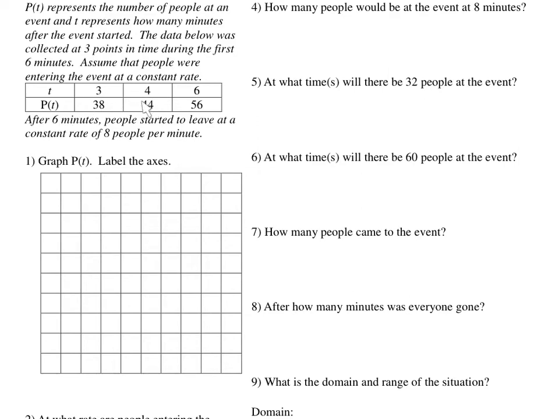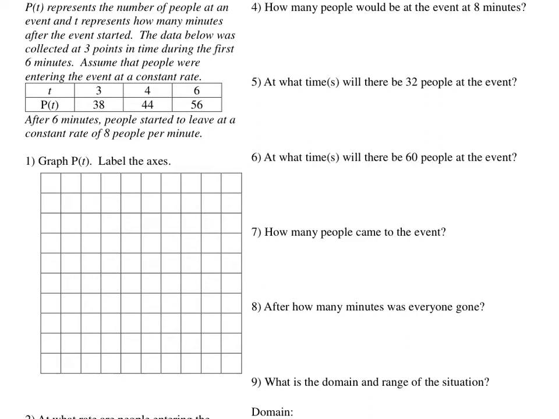And then after this happens, after the 6 minutes, people start leaving at 8 people per minute. So if we look at this data, it looks like this data is growing. So you're going to have people coming in, and then they're leaving at 8 people per minute, then it's going to start going down. Okay, we've got to keep that in mind when we do this problem.